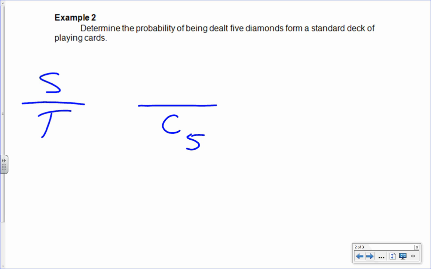How many cards are there to choose from? 52. So that's how many ways I could be dealt 5 cards. Let's figure that out. Might be a surprisingly large number for you.